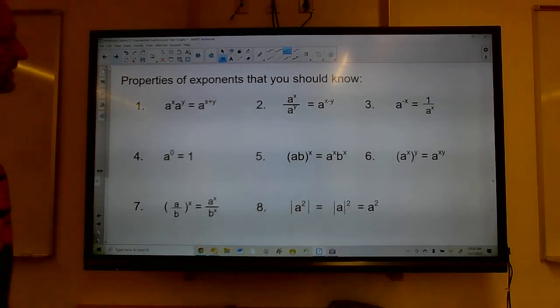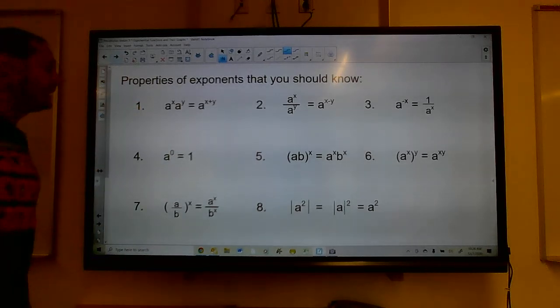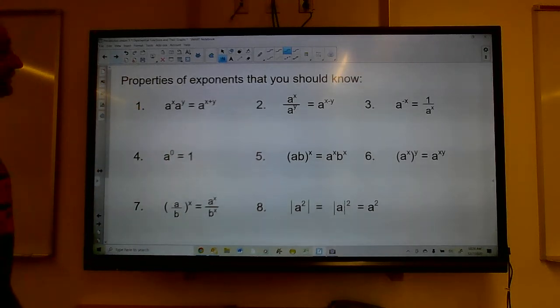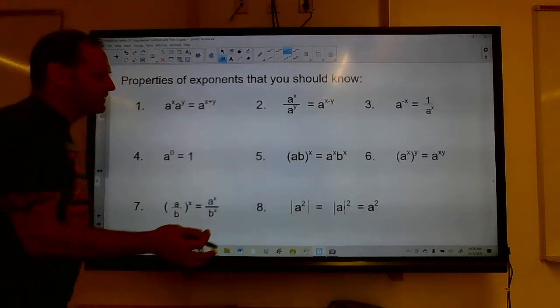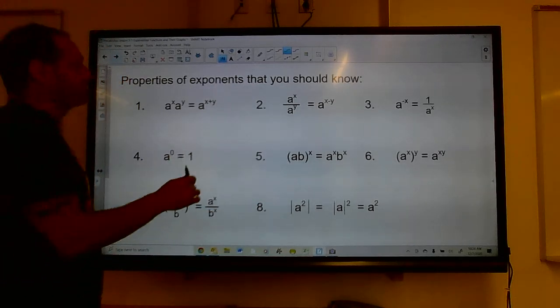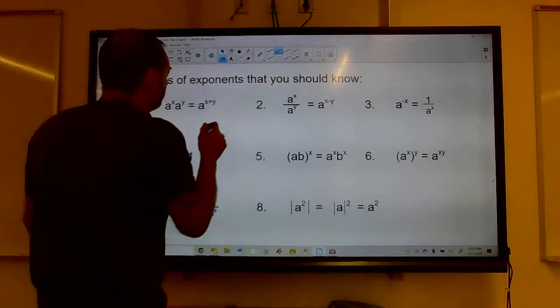Okay, properties you need to know. A to the x times a to the y is a to the x plus y. So I don't like to just throw these up here and say, hey, you got to know these. I like to show you that they work. So I'm going to give you some examples here.